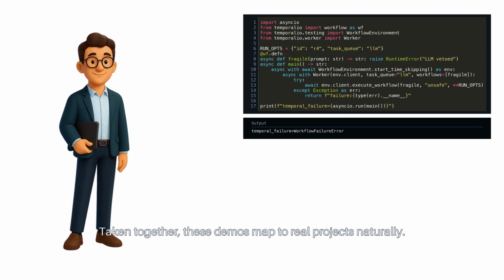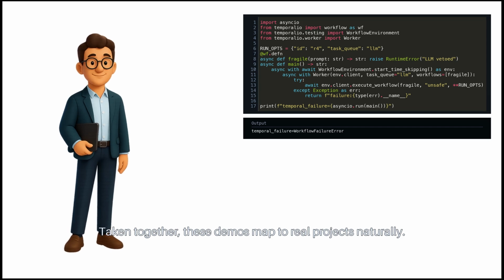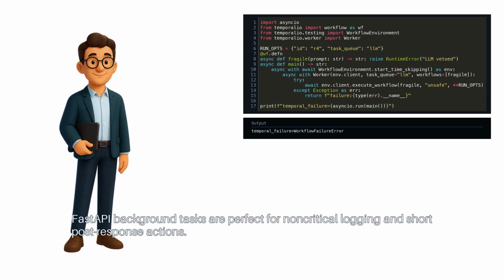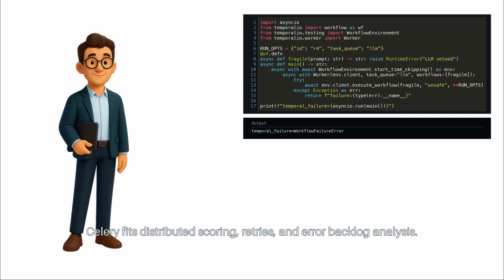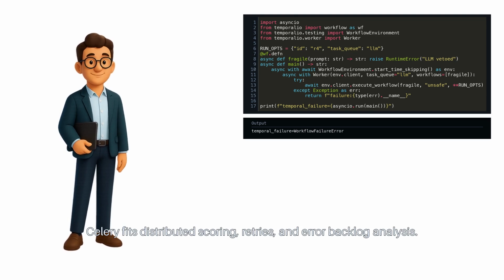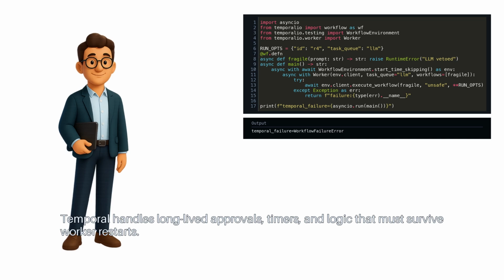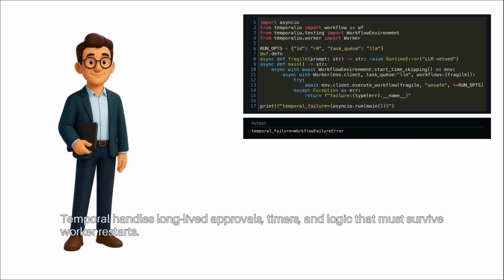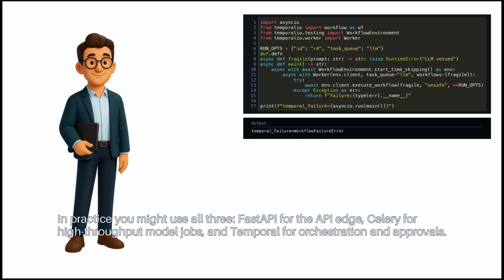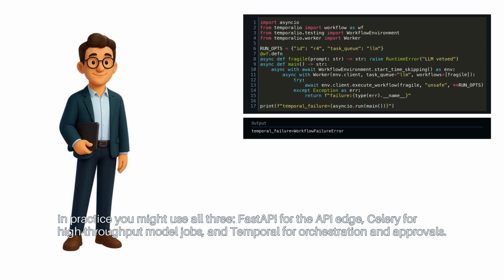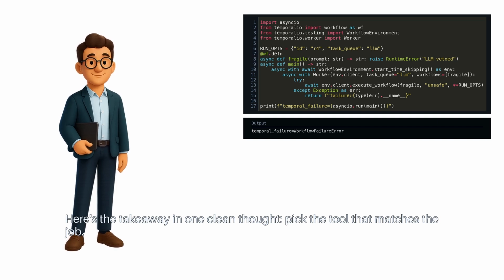Taken together, these demos map to real projects naturally. FastAPI background tasks are perfect for non-critical logging and short post-response actions. Celery fits distributed scoring, retries, and error backlog analysis. Temporal handles long-lived approvals, timers, and logic that must survive worker restarts. In practice, you might use all three: FastAPI for the API edge, Celery for high-throughput model jobs, and Temporal for orchestration and approvals. Here's the takeaway in one clean thought.